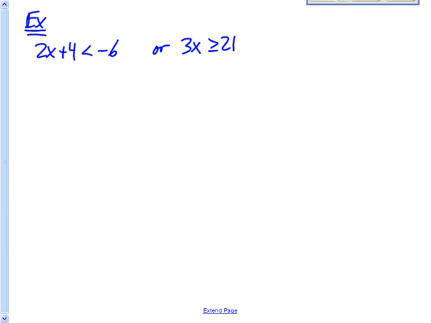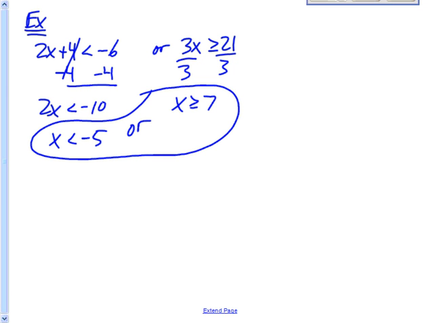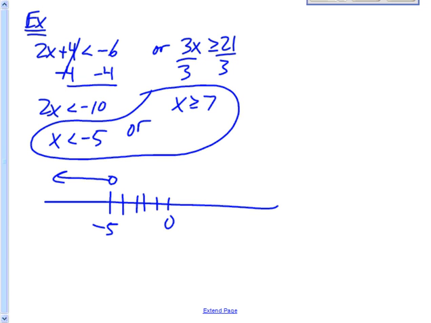2x plus 4 less than negative 6. Solve that. Divide by 2. Here we immediately divide by 3. Okay, and then we just stick an or between it. We say x is less than negative 5, strictly less than, open hole, or x is greater than or equal to positive 7 there. Okay?